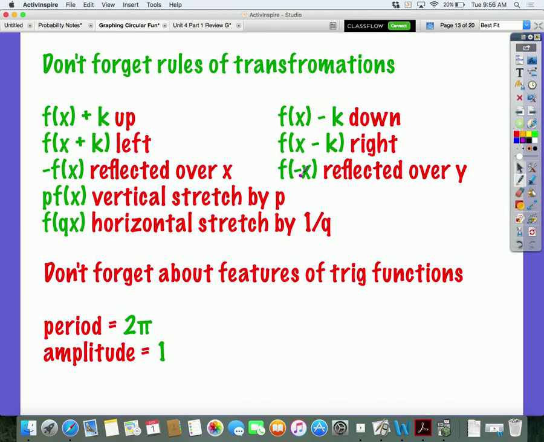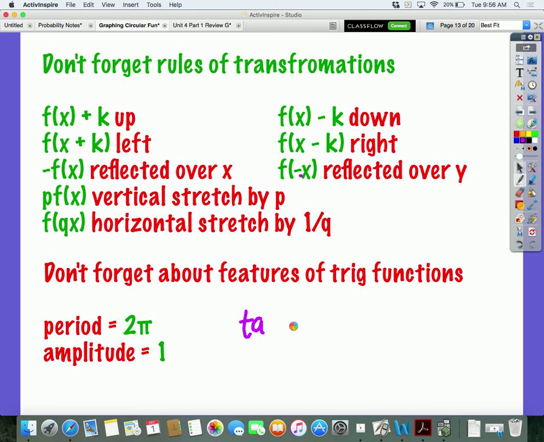And please do not forget, we talked about this yesterday, that trig functions, sine and cosine, have a period of 2 pi. Tangent has a period of what? What's the tangent's period? Pi. Okay, so tangent's period, as it spins, is pi.